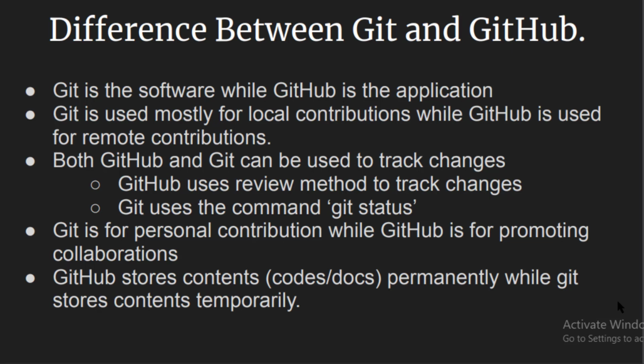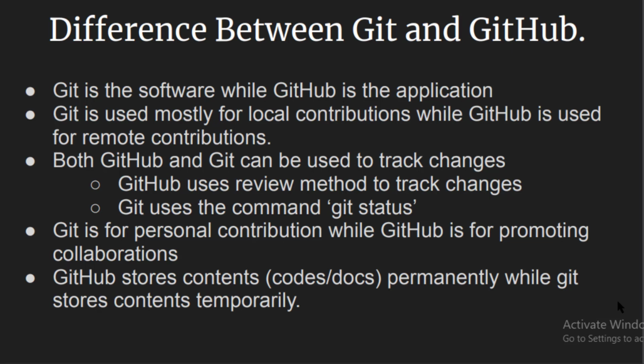Next, Git is for personal contribution, while GitHub is for promoting collaboration. You use Git for yourself personally. And lastly, GitHub stores content permanently, while Git stores content temporarily. The content here, which I went ahead to bracket, is code and documentation, because open source is not only about code, documentation is also important. GitHub stores content permanently, only when you don't delete your repositories, and even after deleting them, you can retrieve them back, but I'm not going to be showing that now.